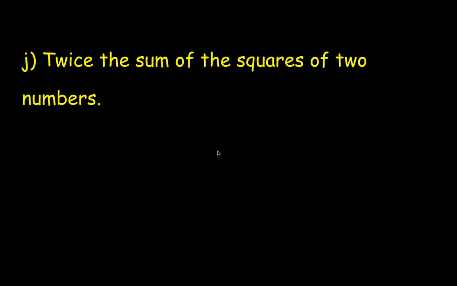Twice the sum of the squares of two numbers. Now, it's the language. Twice something. Twice what? The sum of the squares of two numbers. So do the squares of two numbers first, and then work out how to do double that. Pause the video, continue when you're ready.